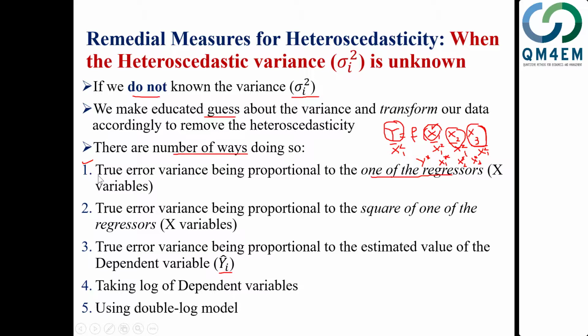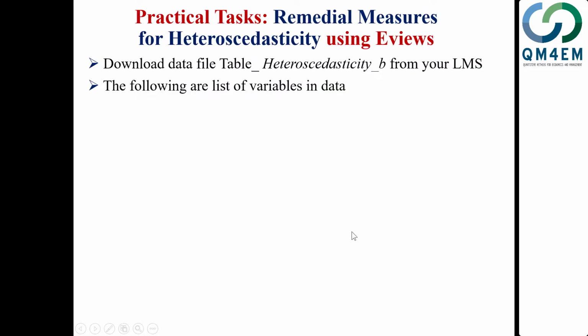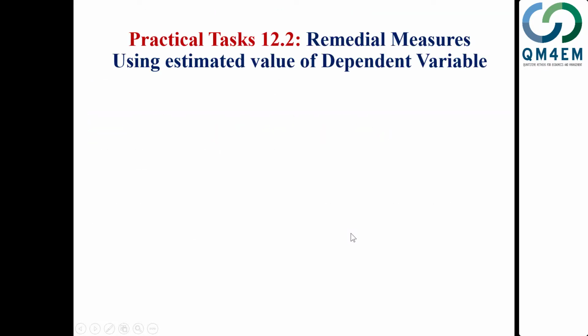Otherwise, if I start with the first one, I have to try 3 times: dividing y by x1, dividing y by x2. If this doesn't solve the problem, then I try y with x3. If this doesn't solve the problem, then I have to try x1 square, then x2 square, then x3 square. And if it doesn't solve the problem, then I move to dependent variables. So what I want to do is first try the last 3, and if it doesn't solve the problem, then I will move to the first or second. So let me start. The first task is 12.2.